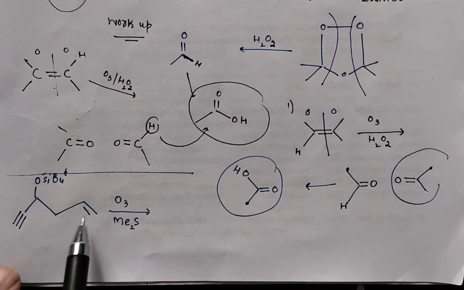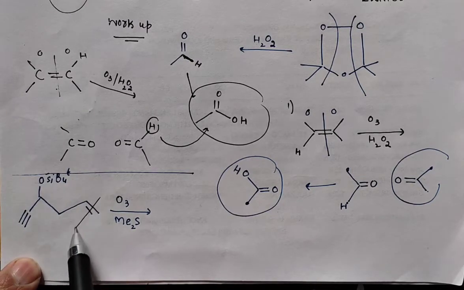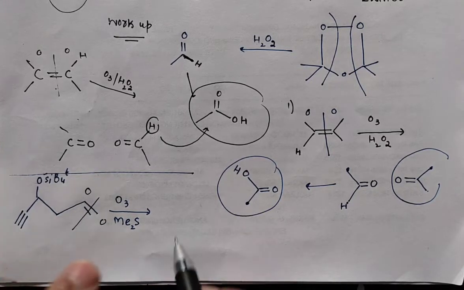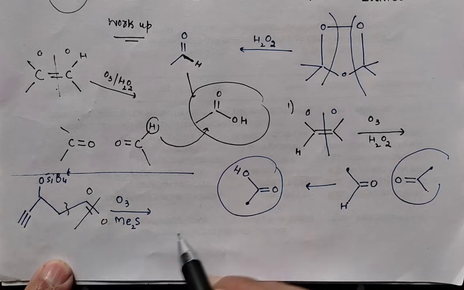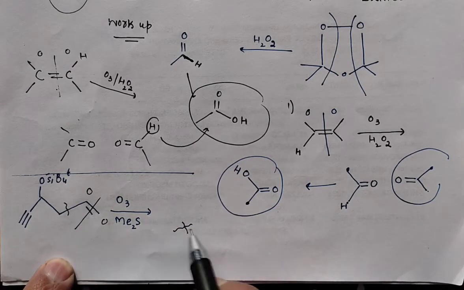So what happens, it is the double bond only that will get affected. Your triple bond will not get affected. So what you do, simple. Get a cleavage here, add oxygen here, add oxygen here. So what you will get, I will only show this fragment now, I will not add this. So here you will add C double bond O.